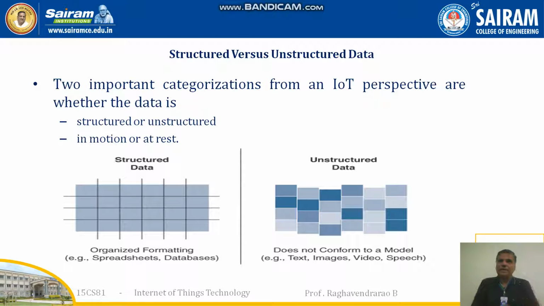Another thing is that the data is taken and later analyzed. That is data at rest, where you store it either in a database or in the cloud. Somewhere it has to be stored, and later it gets analyzed and executed. So there are two types basically: structured and unstructured. Another is motion or rest.